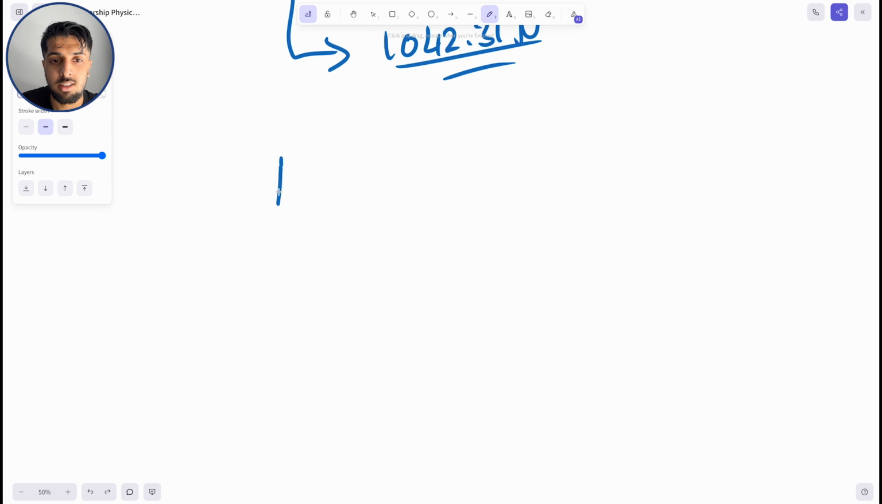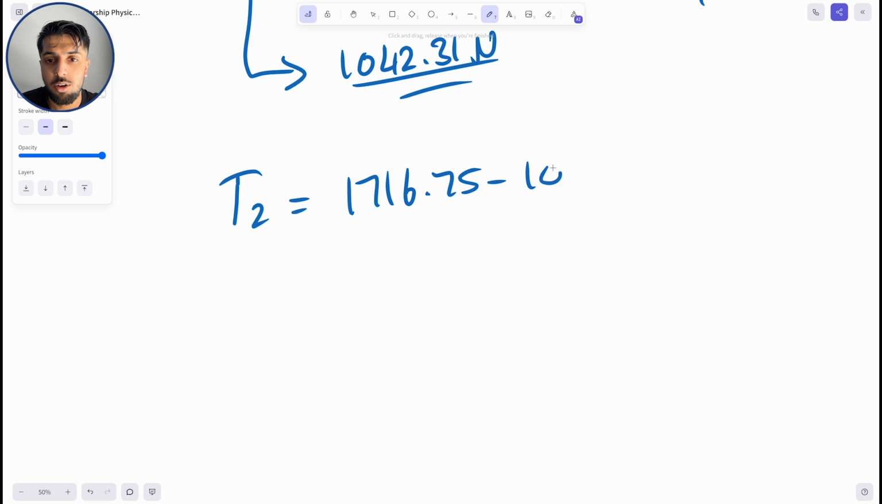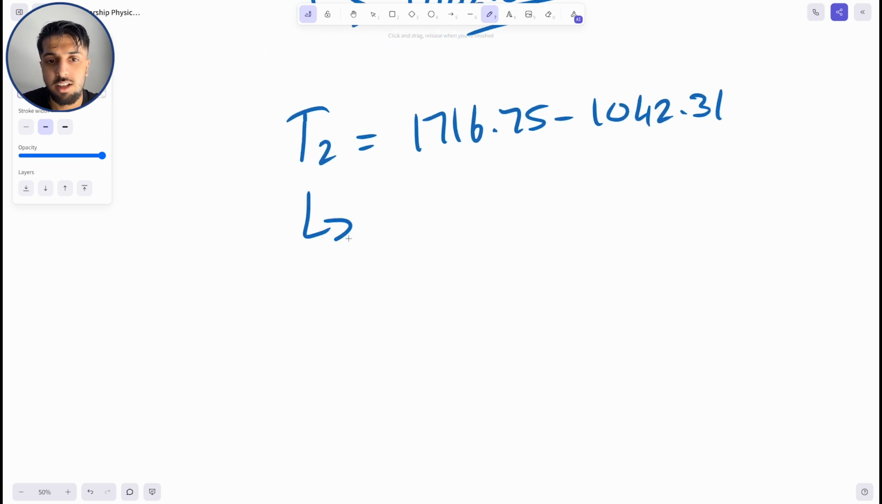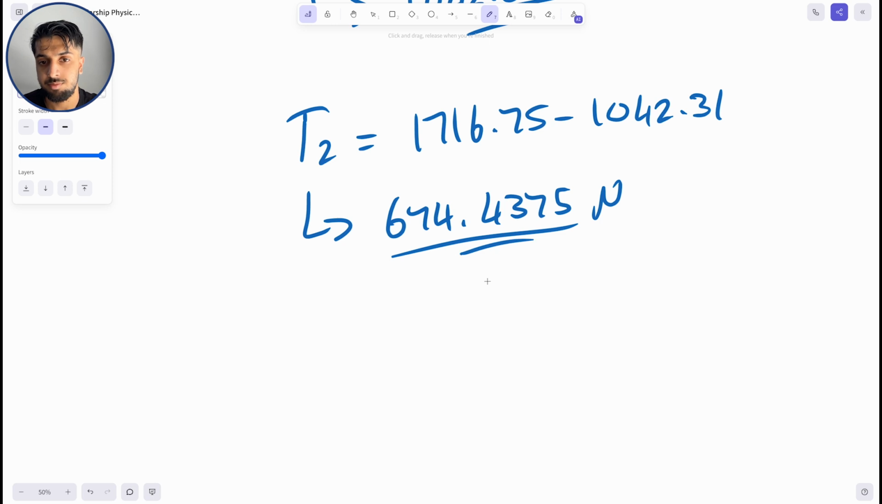And therefore, t2 is equal to 1716.75 minus 1042.31, and that gives us a value of t2 as 674.4375 newtons. There we go.